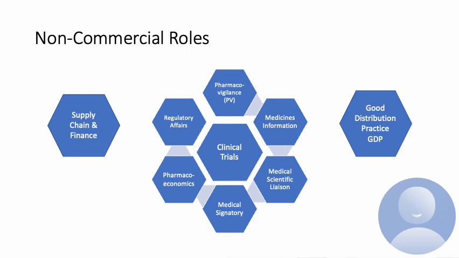Pharmacoeconomics is an important area where medicines are being presented to payers. Pharmacoeconomic data looking at outcomes of treatment may be used to justify more expensive medicines if a company can demonstrate that there were savings made, for example, in hospital admissions, etc. And then, of course, there's supply chain and finance as well.